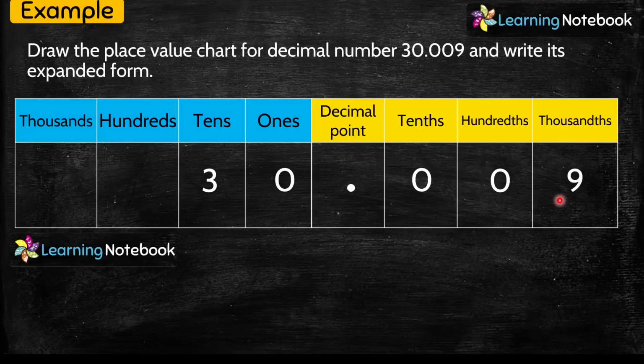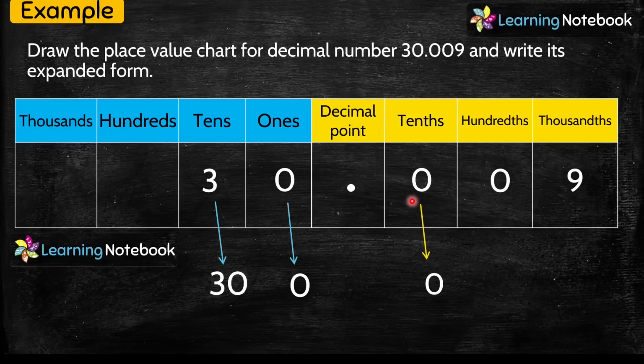Now to write the expanded form of this decimal number, first we have to find the place value of all of its digits. So first let's write the place value of whole number part. Place value of 0 will be 0. Place value of 3 is 30. Now let's find the place value of the decimal part. Place value of this 0 will also be 0.